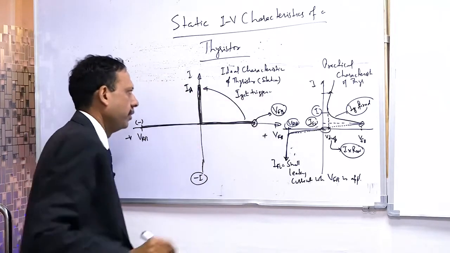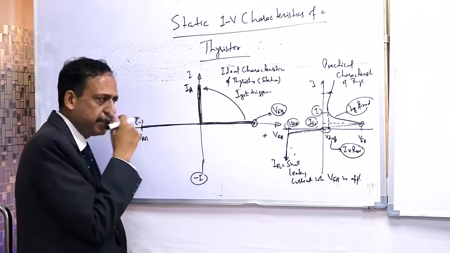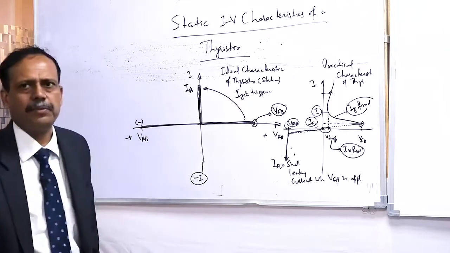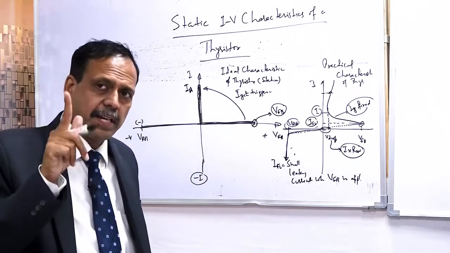So it will go to this. And again, from this conduction state to reverse, how does it come? From conduction to reverse, how does it come? Anyway, we are going to discuss this next class.